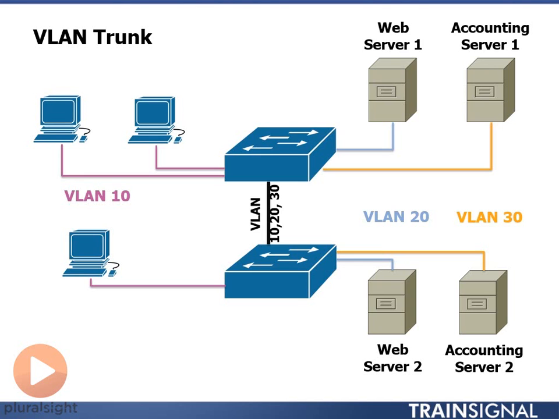And the nice part here is that this trunk link still maintains the individual and separate broadcast domains for VLAN 10, VLAN 20, our web servers, and VLAN 30, the accounting servers. So we have 3 separate VLANs, 3 separate broadcast domains. None of the devices in VLAN 10 right now can talk to the devices in VLAN 20. None of the devices in VLAN 20 can talk to 10 or 30. And none of the devices in 30 can talk to 20 or 10.